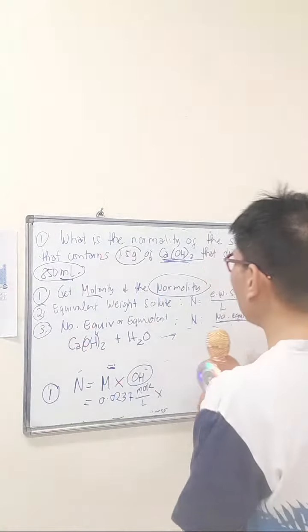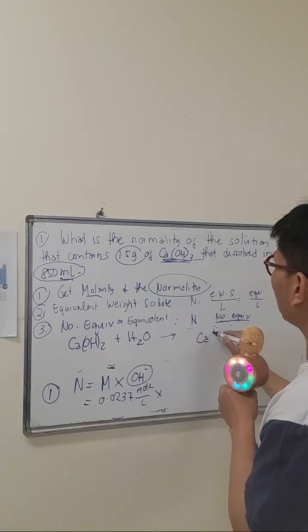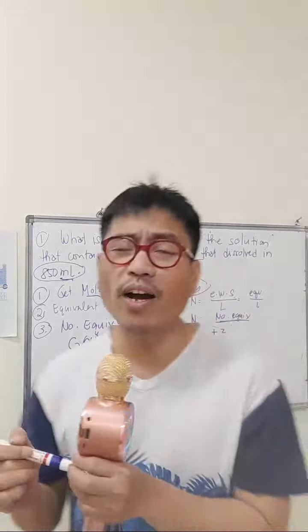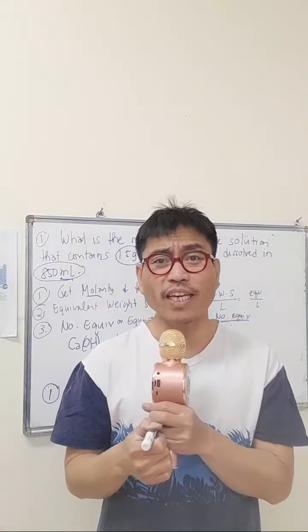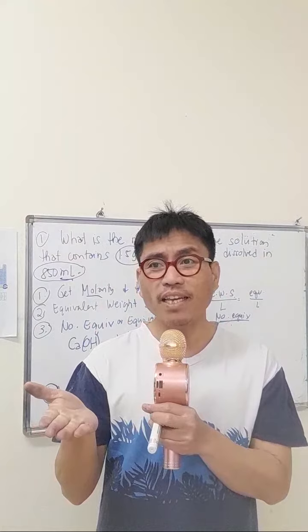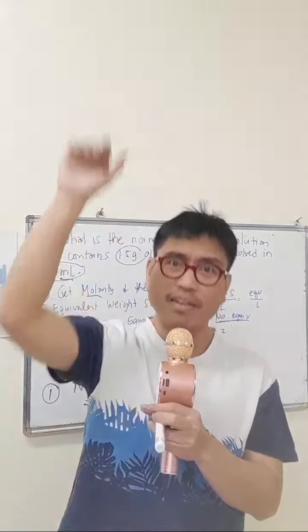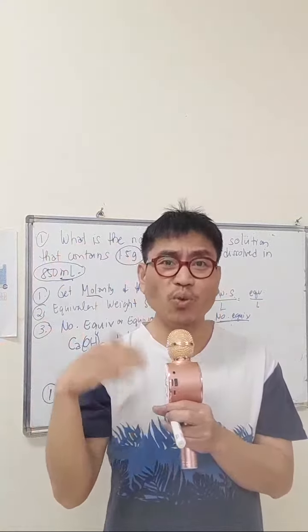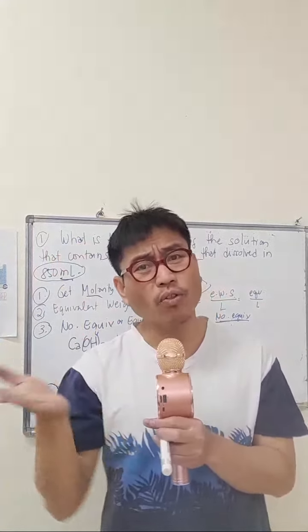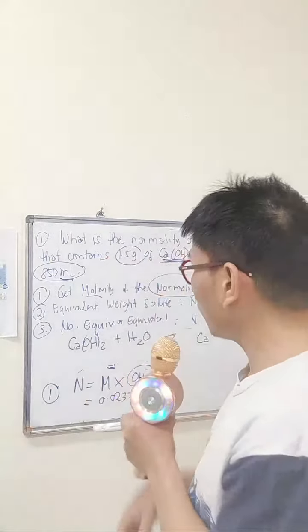So it will become calcium with a positive 2 charge. Why do I put positive 2? Because when you add water, it will be charged already. That's why there's a positive at the top. If there's no introduction of solvent or water, there will be no charge, so it's still a neutral compound.